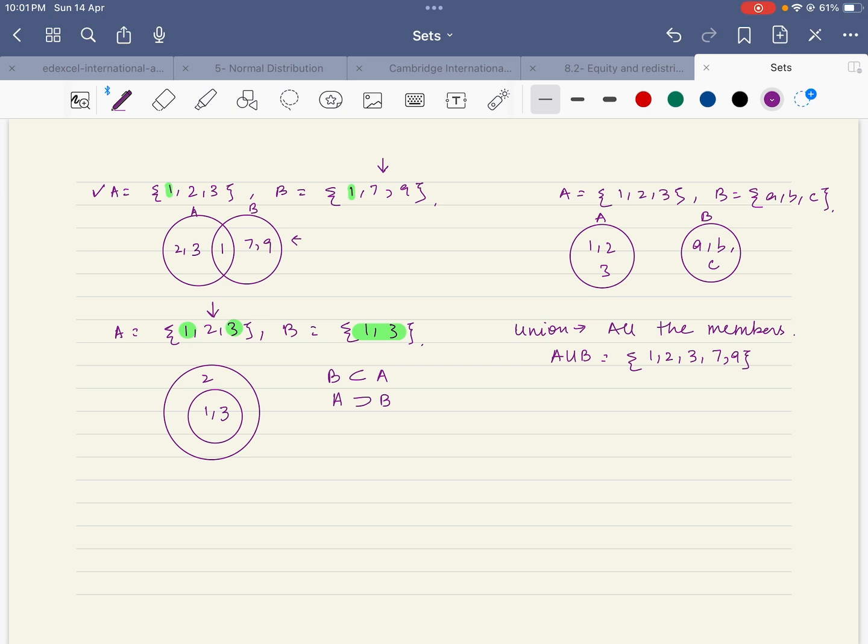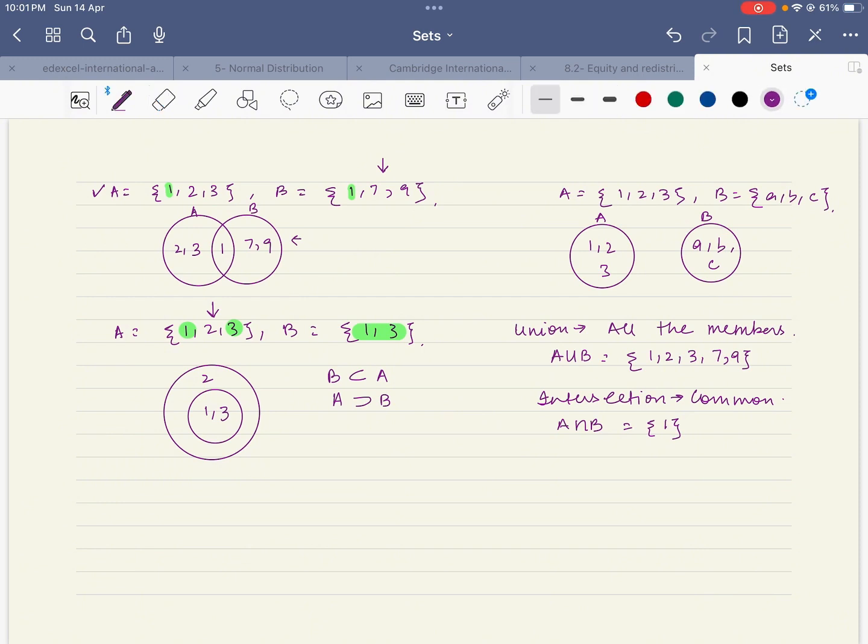Now for again the same question, the other one is intersection. Intersection means common. Intersection of disjoint sets is a null set because there is nothing common between the two. Intersection is denoted by an inverted U. A intersection B is 1 only in this case, right? 1 only.